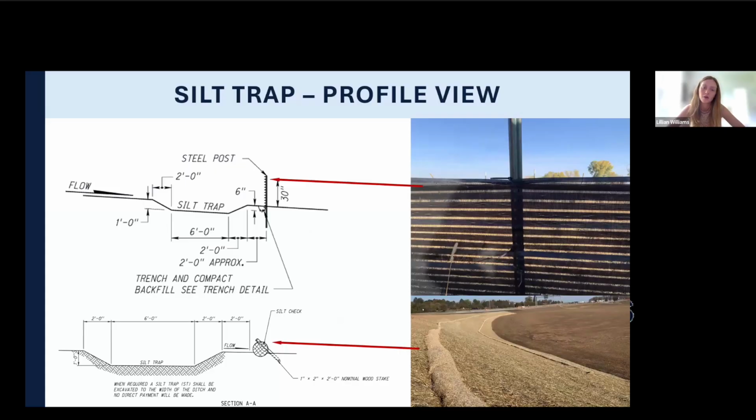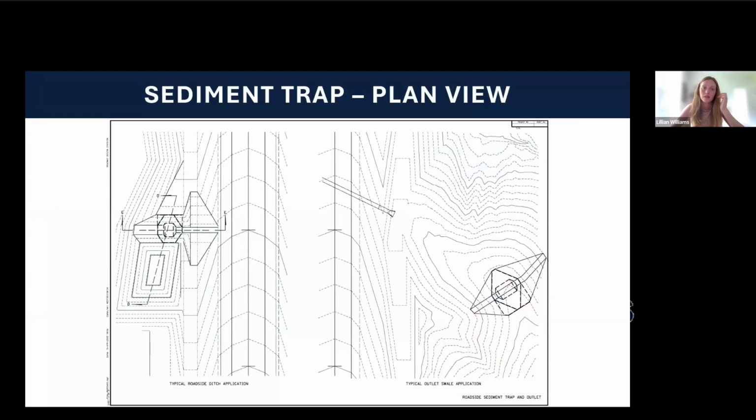It's the wattle, but it can be other practices as seen in these profile views. You have this high flow silt fence at the top, and then on the bottom you see the wattle again in another application. So this is kind of what the silt trap is looking like, just that shallow excavated sump. And then we go into the sediment trap, so that's the second biggest of the 3 detention practices. And there are 2 typical applications. So you see the roadside ditch and then the swale, the outlet swale.